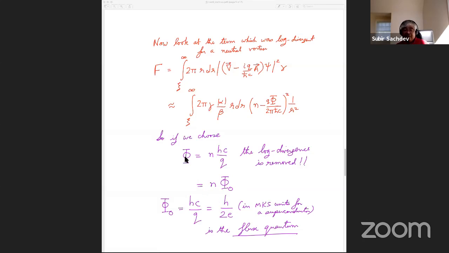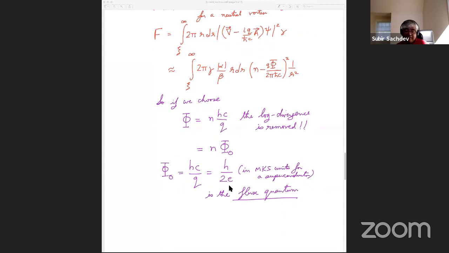So we see that the flux of a vortex is n, which is the vorticity, times phi naught. And phi naught has the units of flux. It's called the flux quantum. And it's just given by fundamental constants of nature. It's just given by Planck's constant in CGS units, times the velocity of light divided by the charge. If you use MKS units, there's no c, it's h divided by 2e for a superconductor.